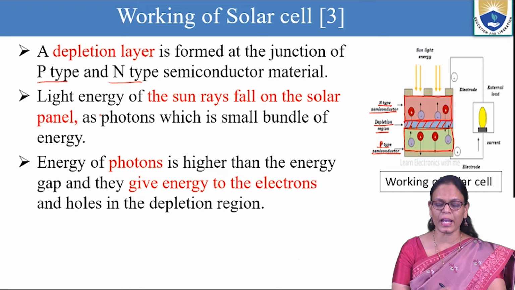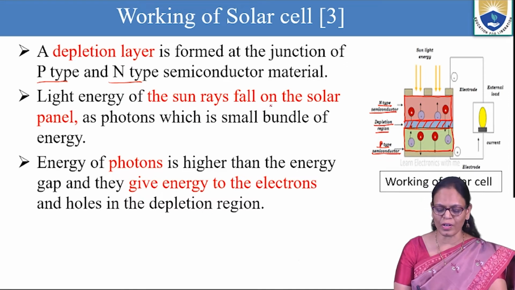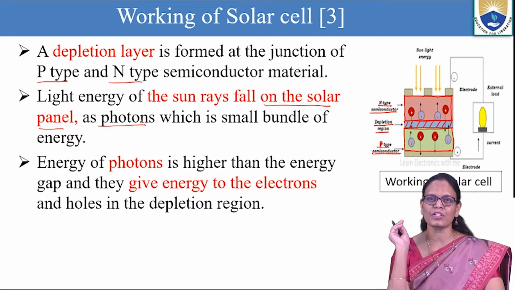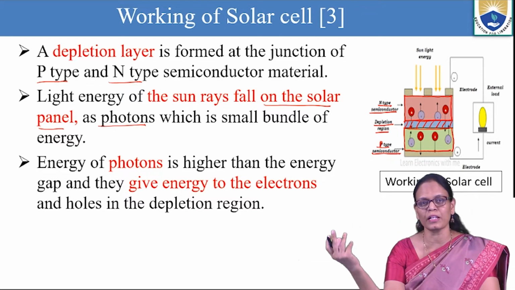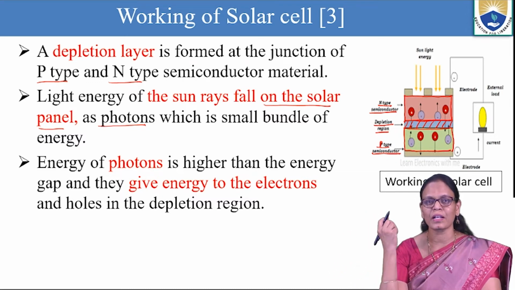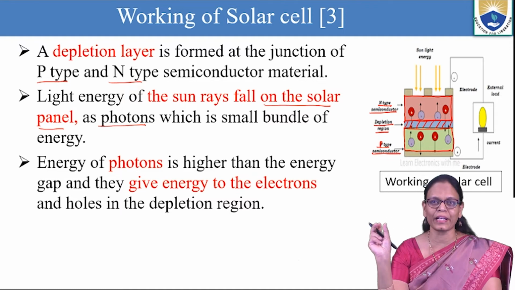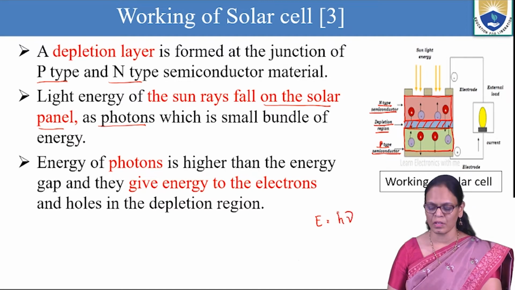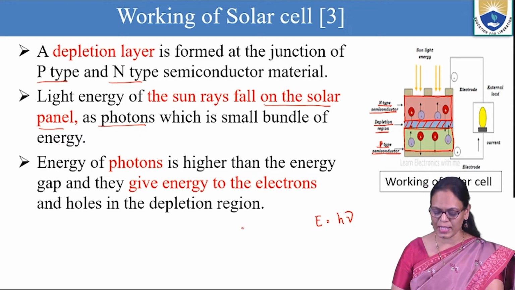Light energy of the sun's rays falls on the solar panel as photons. Whenever we are talking about radiation, we have already studied Planck's theory. Planck gave us a beautiful theory which says that whenever light is emitted or absorbed, it is always in the form of photons. A photon is nothing but a packet of energy whose energy is given by E is equal to h nu.